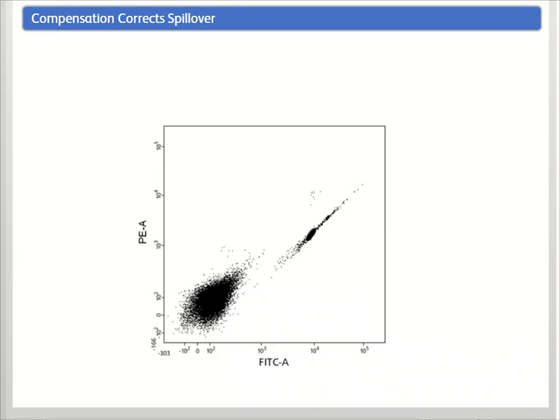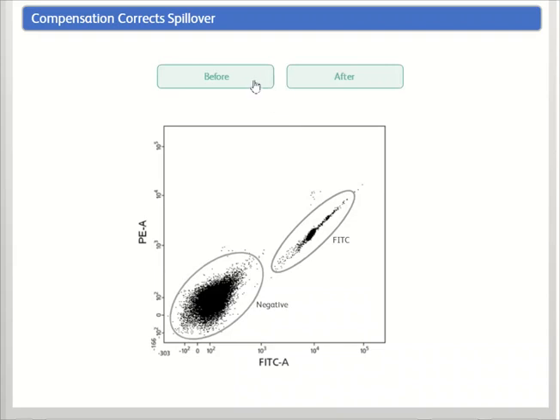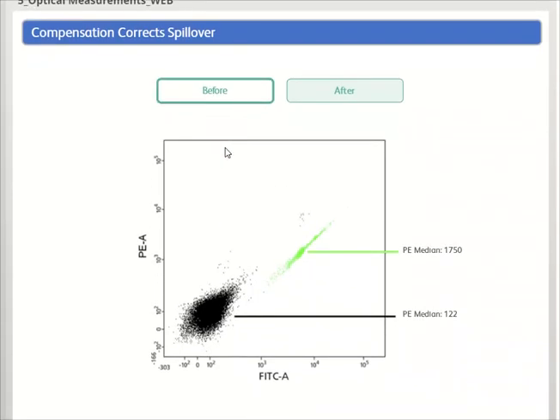Due to the spillover of FITC fluorescence into other detectors, the FITC population appears to be positive for PE and PerCP. Notice that the displacement of the FITC population in each graph corresponds to the amount of spectral overlap between FITC and the other fluorochromes, PE and PerCP. Compensation allows you to distinguish cells or particles that are truly positive for specific fluorochromes from those that appear to be positive due to spillover into other detectors.